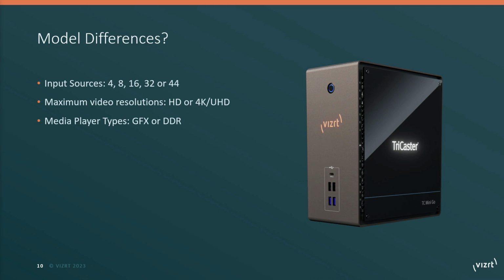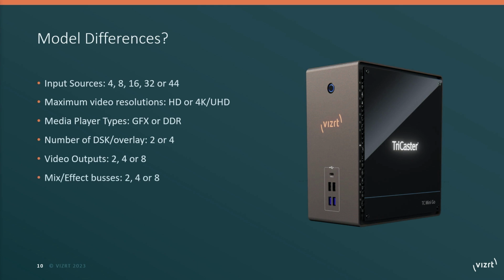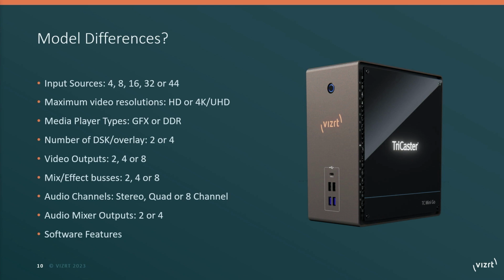It also might determine how many media player types you have. Some systems will have more DDRs, while some systems will have some graphics players. How many downstream keyers are available on your TriCaster model? How many video outputs will you be able to set up? Lower-end TriCasters might only have 2 video outputs, going all the way up to 8 on high-end systems. How many mix effects buses are available? How many audio channels you can work with in the audio mixer? TriCaster Mini systems will work with stereo audio, but when you get to higher model TriCasters, you can do multi-channel audio for multiple languages or surround sound type workflows. How many audio mixes can you generate simultaneously from the system for creating mix minuses or alternate languages? And then there are going to be some software feature differences as well.